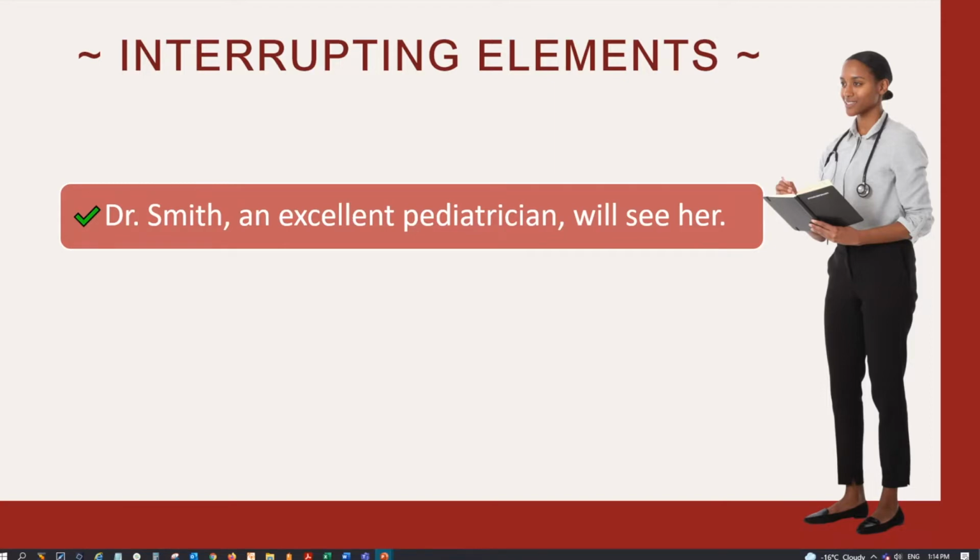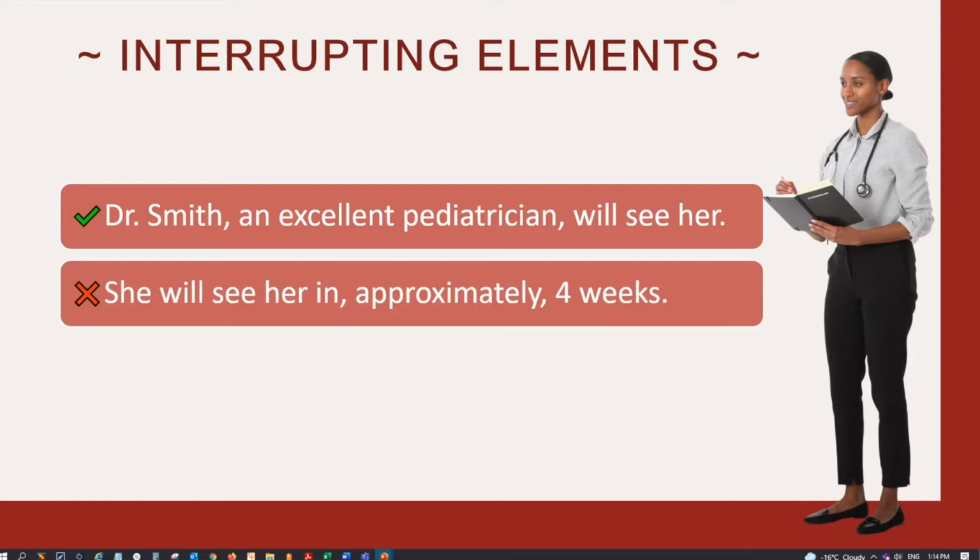Two things to think about with interrupting elements are, number 1, if you remove that text, you still have a complete sentence with proper grammar. And number 2, if you remove that text, the meaning of the sentence is not changed. So that information is not essential to the meaning of the sentence.